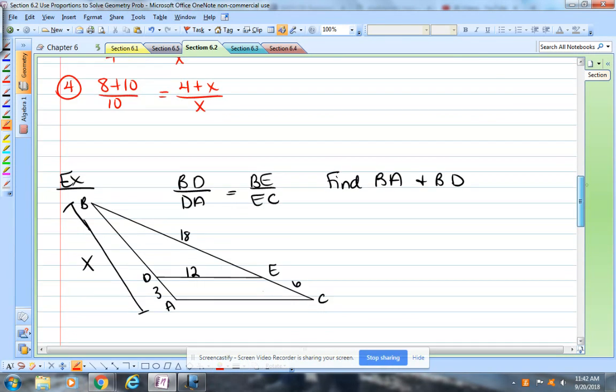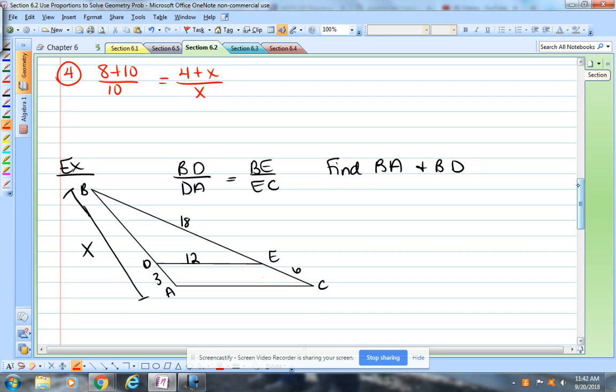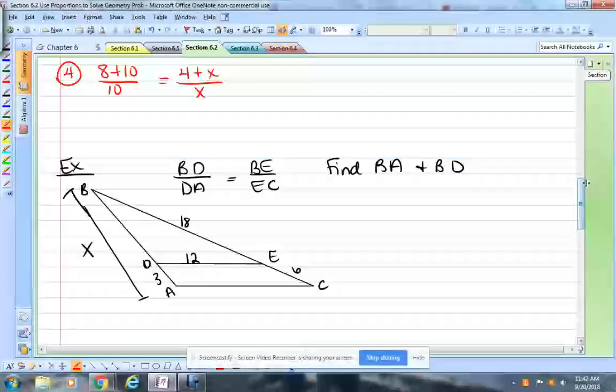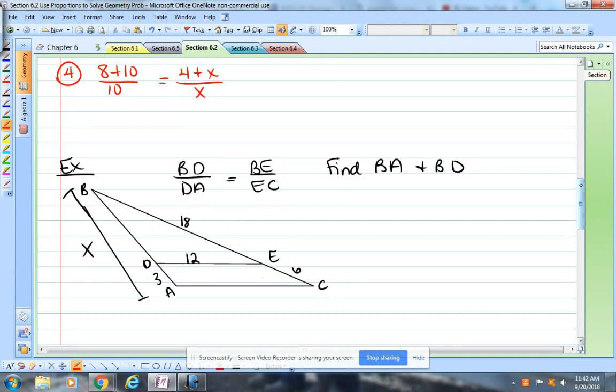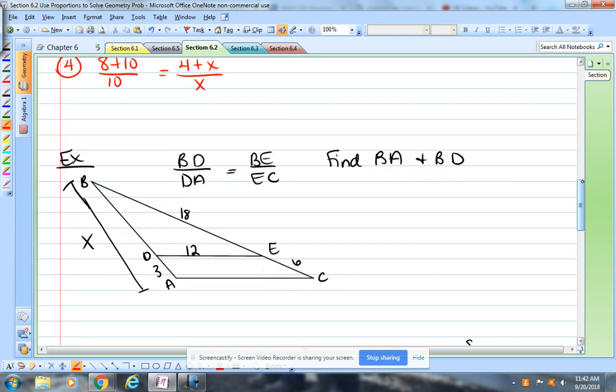All right. So we're going to use some proportions to help us to find missing lengths in triangles or other quadrilaterals or any other polygons. So this one, they give me the proportion, the length of BD to DA equals the length of BE over EC. They want us to find the measure of BA and BD.